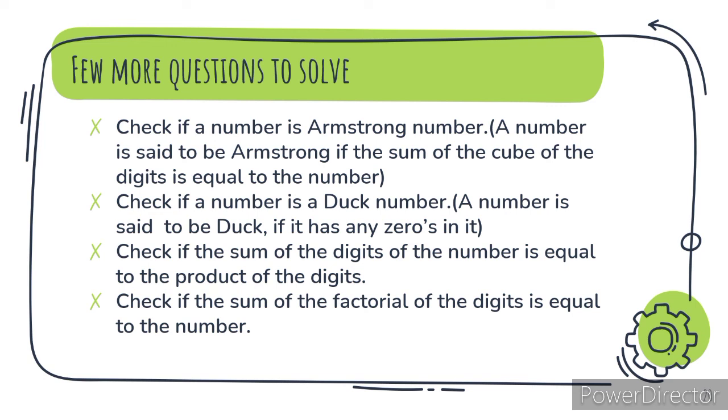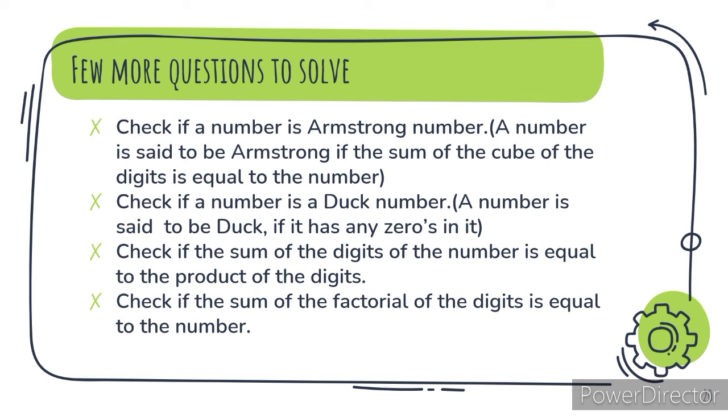Check if the sum of the digits of the number is equal to the product of the digits. In the same way, you're going to find the sum of the digits as well as the product of the digits within the same loop. For finding the sum, we have already seen, we take a variable s and initialize it to 0. For finding the product, take a variable, say p, and initialize it to 1. And within the loop, you find the product as p is equal to p asterisk d.